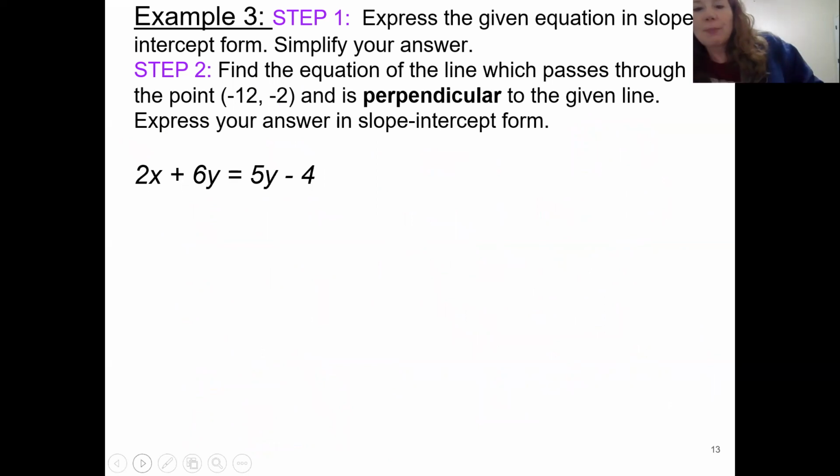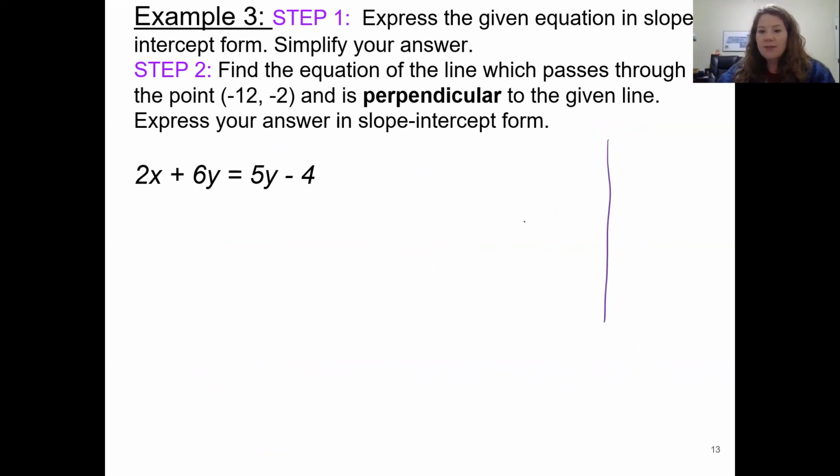Now we're talking about perpendicular lines. So what are perpendicular lines? Here's our graph. If I have two perpendicular lines, that means I have two lines that, when they meet, not only do they intersect, but they form 4 right angles. Perpendicular lines are intersecting lines that form 90-degree angles. So what does that mean?